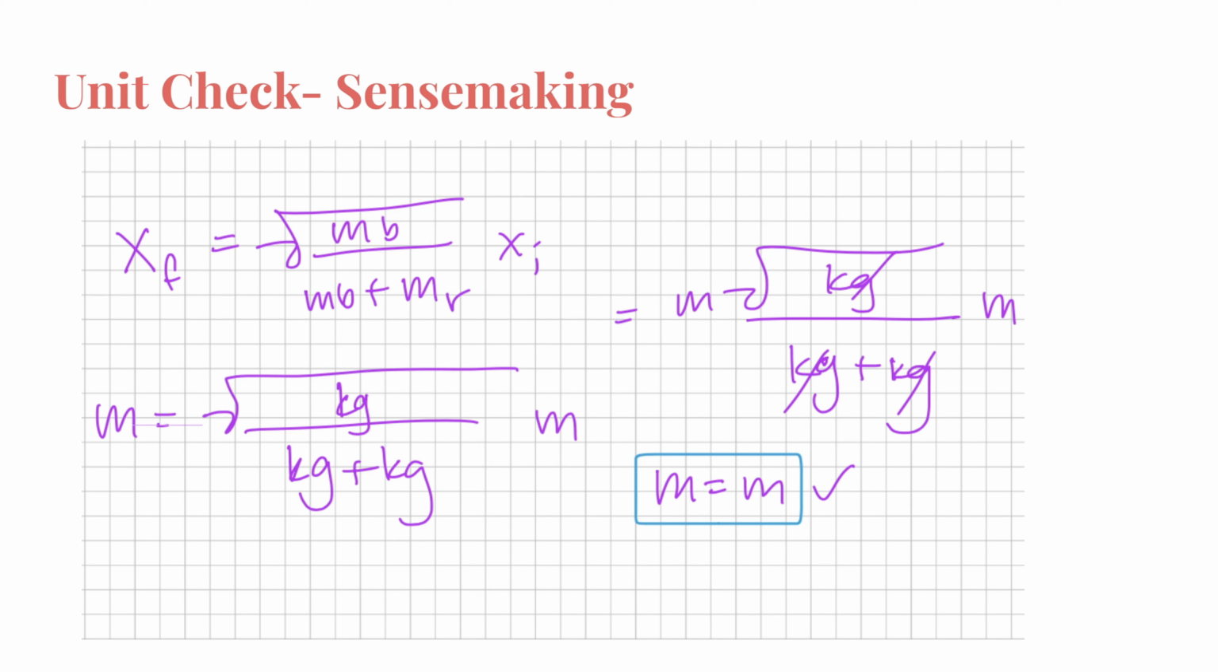We can also have this written as m is equal to the square root of kg divided by kg plus kg multiplied by m. The kg's cancel and we're left with m's, meaning m is equal to m, making our equation true.